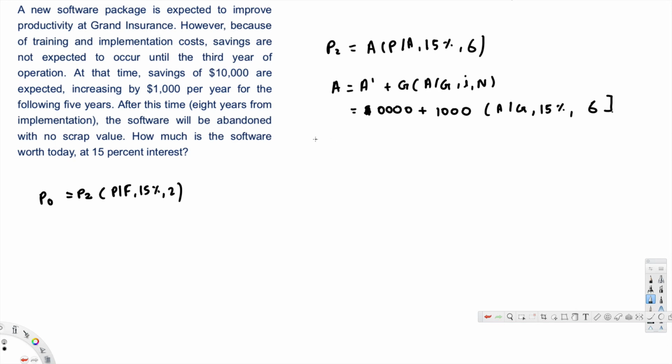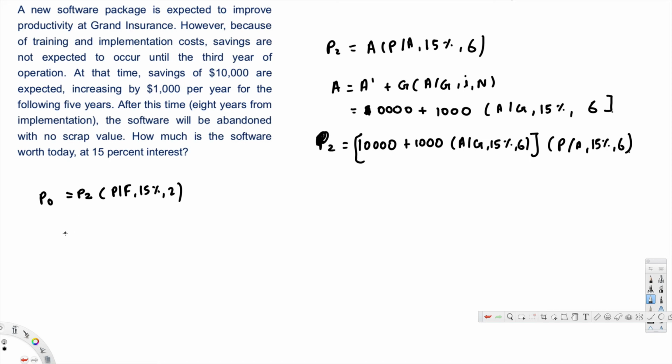Now for P2, we have to multiply this one with this. So this is going to be 10,000 plus 1,000 A over G, 15%, 6, times P over A, 15%, 6. And this is P2. Now let's go ahead and plug it in the main formula.